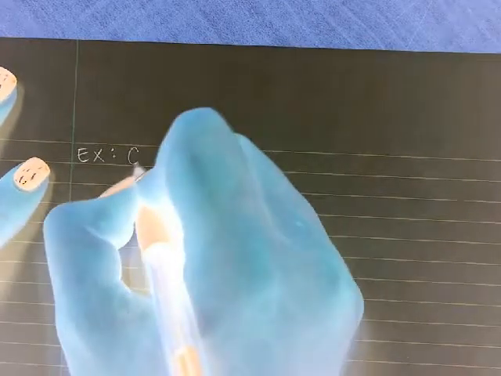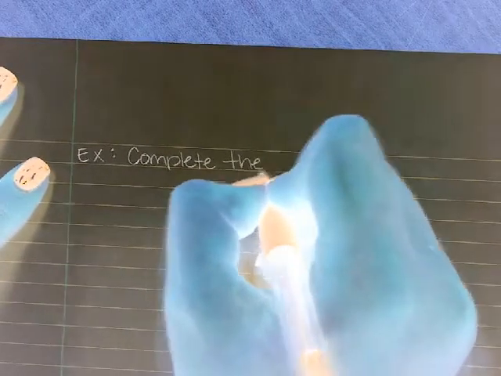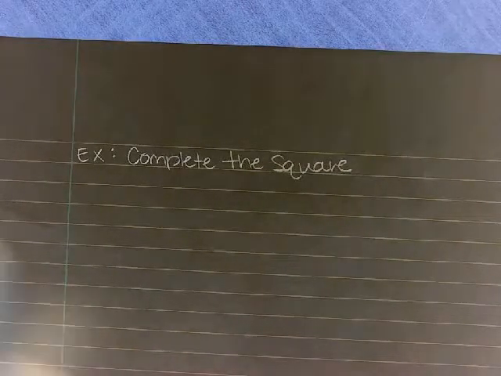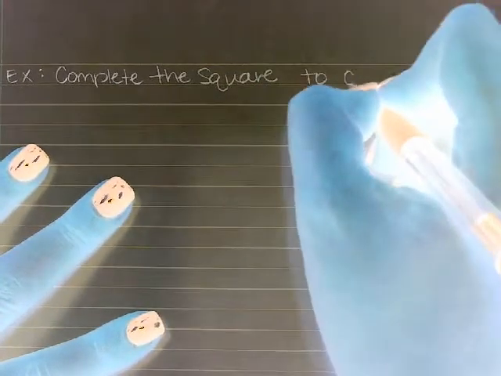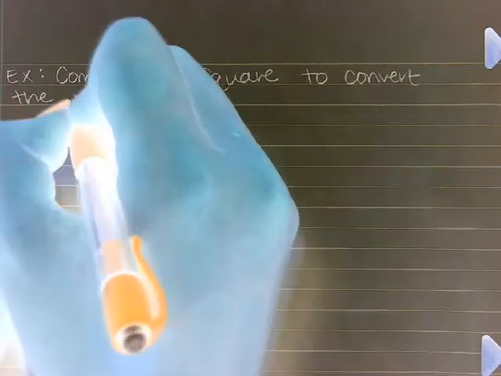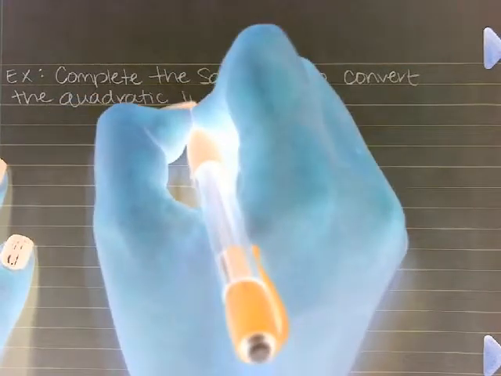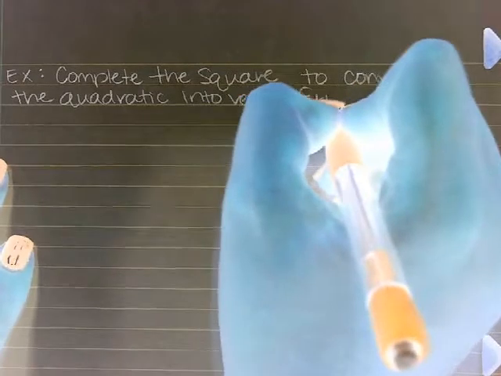All right, so we are going to complete the square to get the quadratic in vertex form. Complete the square to convert the quadratic into vertex form.